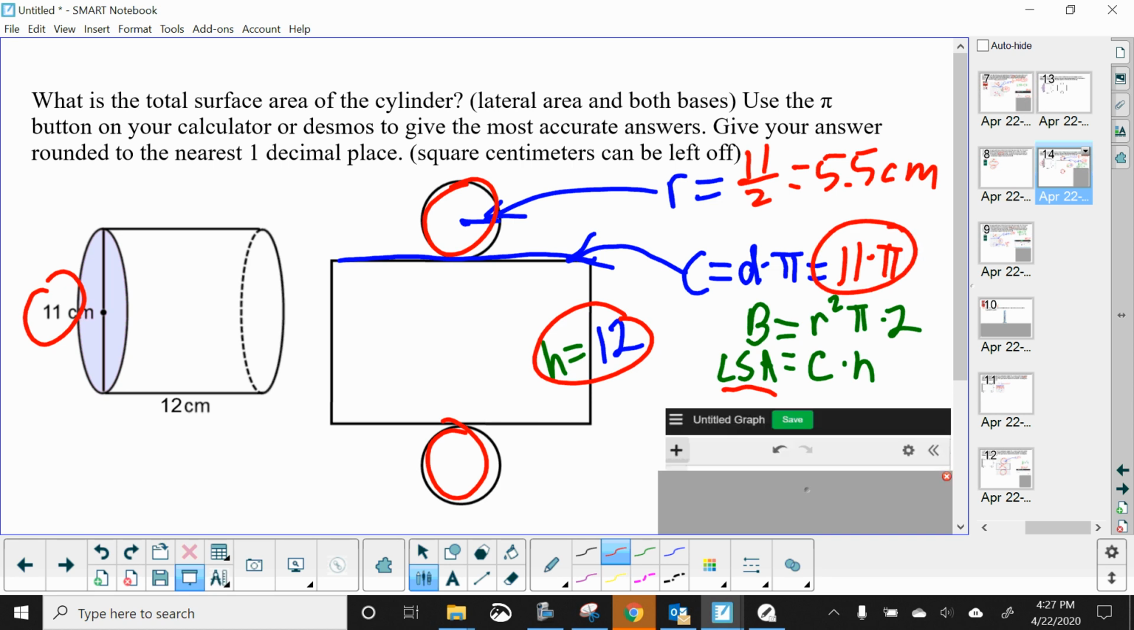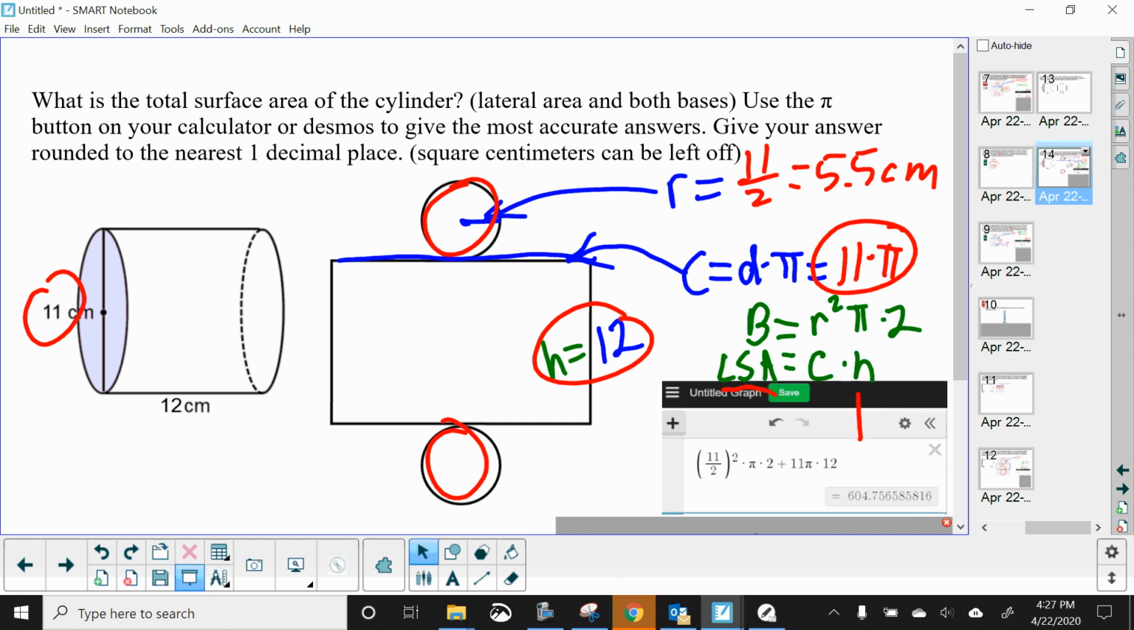We put it all together, and we get 5.5 squared times pi times 2, that's our bases, plus our circumference, 11 pi times 12, and we get a total, you can't see it, of 604.8.